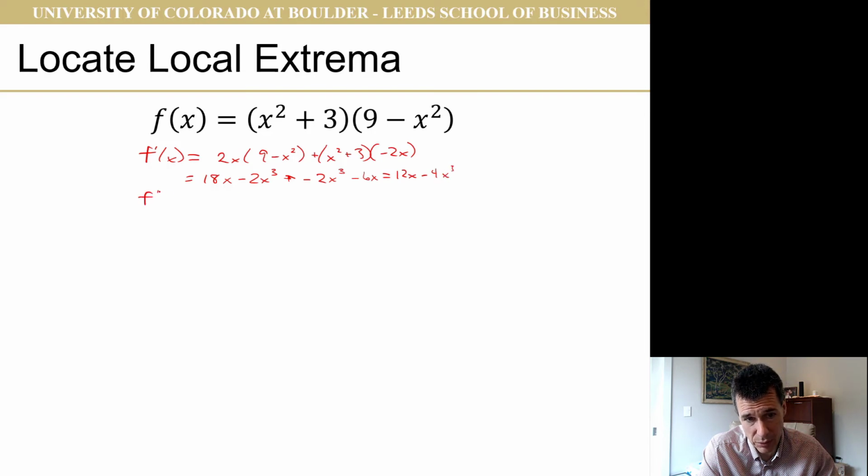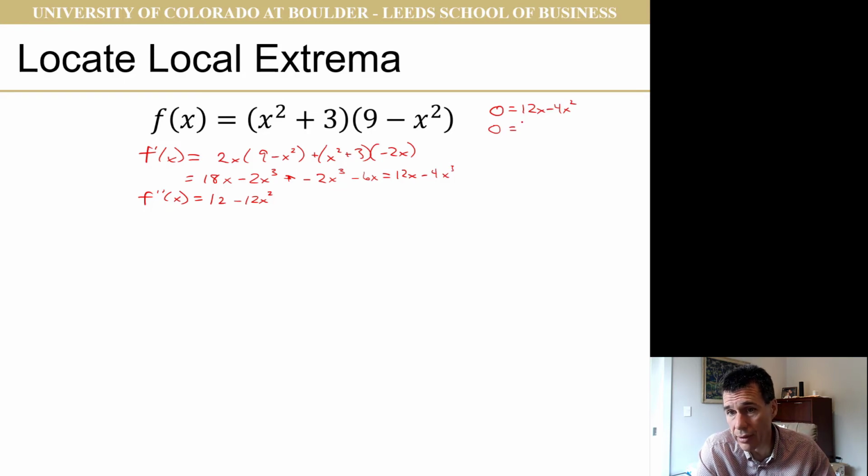Okay, take the second derivative, just so we've got it. The second derivative is 12 minus 12x squared. Okay, so we've got the first derivative and the second derivative. Find critical numbers, set the first derivative to 0. So 0 equals 12x minus 4x squared. So 0 equals, factor out a 4x times 3 minus x.